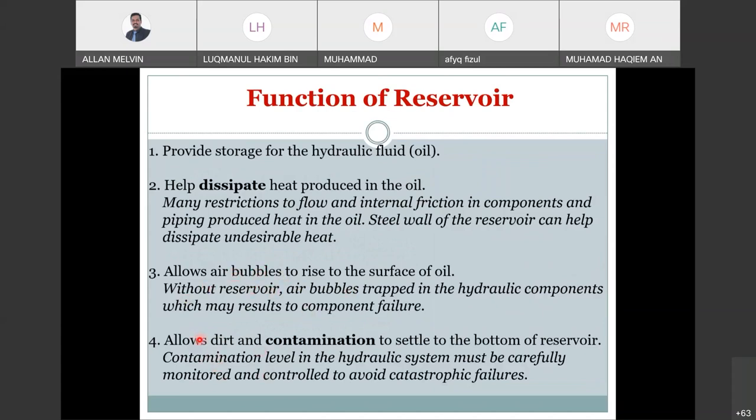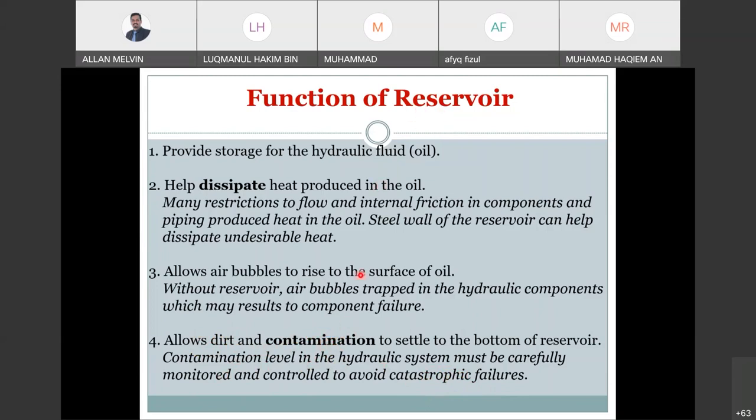The fourth function: allow dirt and contamination to settle at the bottom of the reservoir. So contamination level in the hydraulic system must be carefully monitored and controlled to avoid catastrophic failures. Catastrophic failures means sudden jerk or sudden impact, sudden no supply, so anything sudden. So catastrophic meaning sudden failures. So contamination level, your oil can have any debris or dirt, any foreign object, anything can be inside which can contaminate the oil.